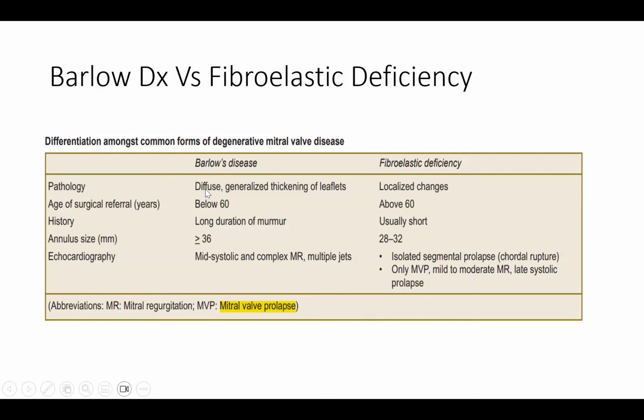So this is differentiating Barlow and fibroelastic deficiency through age and size. You see, Barlow disease has a much, much larger annular size. And we could look at these other differences. Barlow has diffuse thickening of the valve, while fibroelastic deficiency is more localized. Barlow occurs in the younger, at least less than 60. They have a long, almost holosystolic murmur and all of that.